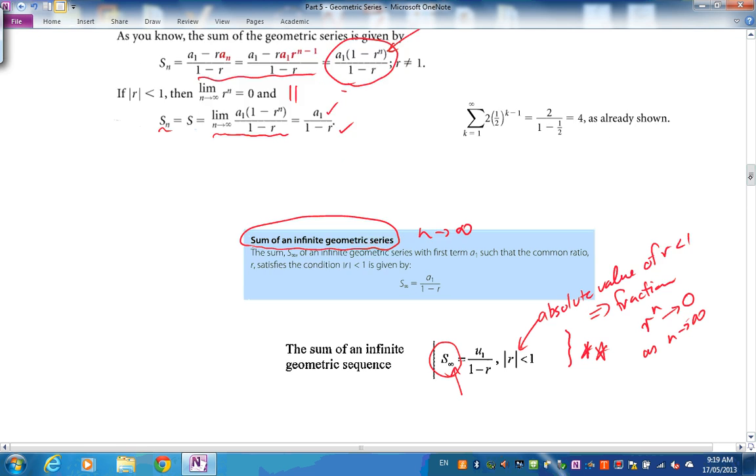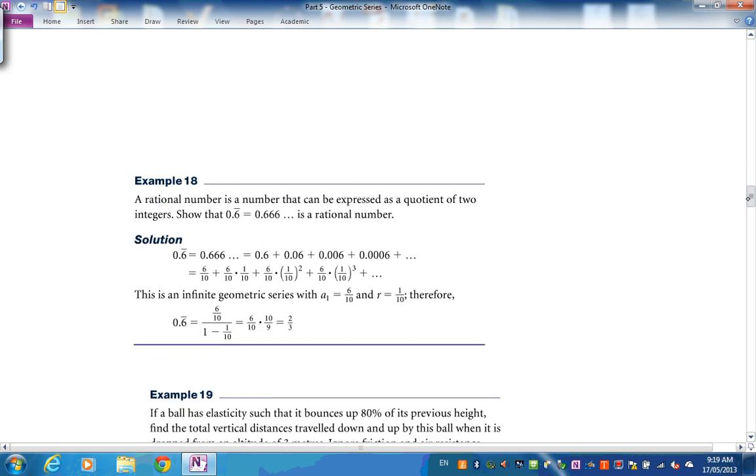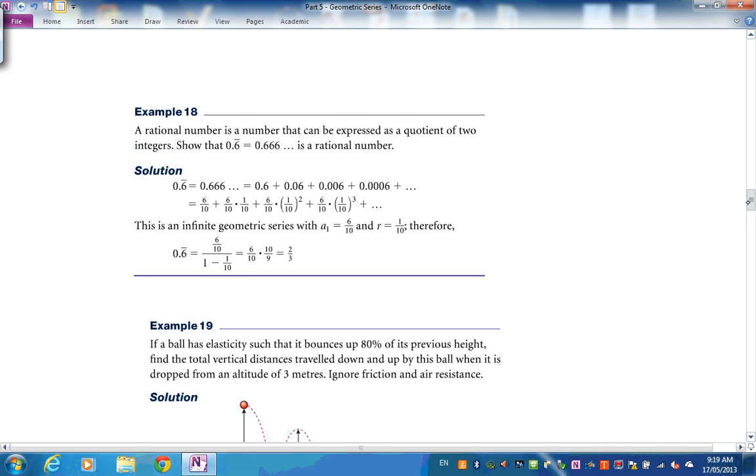Okay, so let's go and do some problems now. Here's a couple of examples. Let's do example 18. A rational number is a number that can be expressed as a quotient of two integers. I prefer a ratio of two integers. A quotient means the same thing, two things divided. So show that this is a rational number.